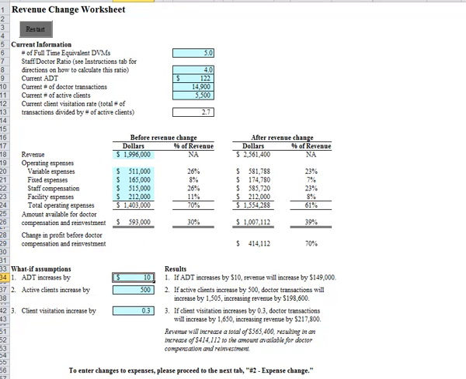Let's assume that in our second what-if scenario, our average doctor transaction goes up by $20. Our active clients remain the same, so no change. And our client visitation increases by 0.5 times a year. So now our revenue is going to go up by about $688,000, which results in an increase of $541,000 in the amount available for doctor compensation and reinvestment.